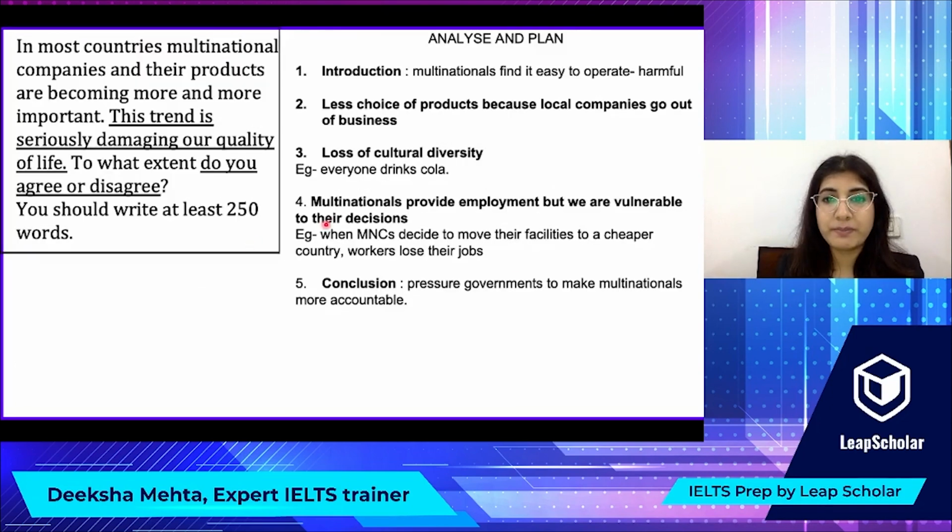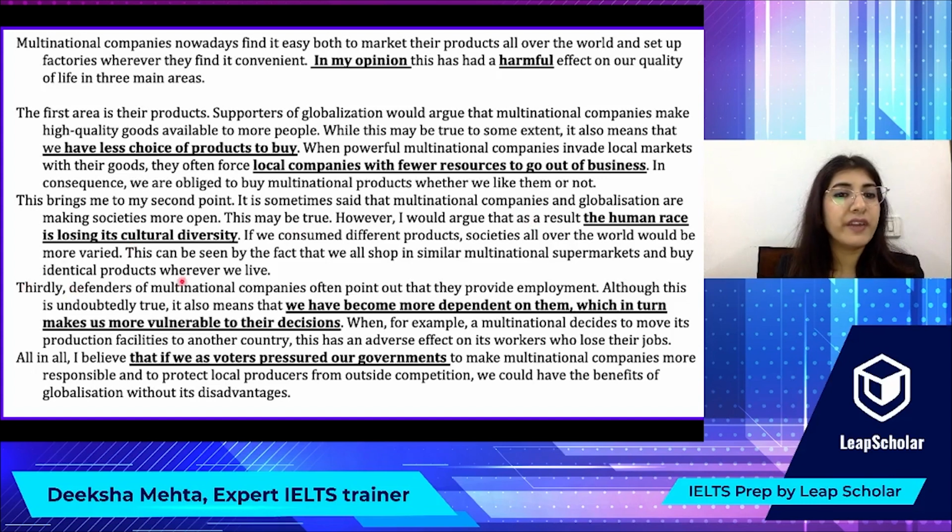Let's look at the next point. Multinationals provide employment but make us vulnerable to their decisions. Thirdly, defenders of multinational companies often point out that they provide employment. Connector.